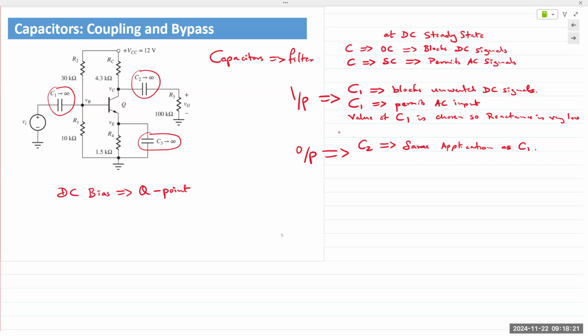We have one more capacitor, C3, connected in parallel to R4, which is the emitter resistor. And the functionality is the same. The purpose is different. Okay. C3 blocks the DC, and the application is that the Q point does not shift away. More importantly, it bypasses, or it allows a pathway for AC signals to go directly to ground.